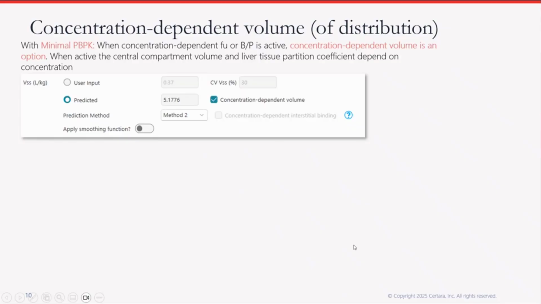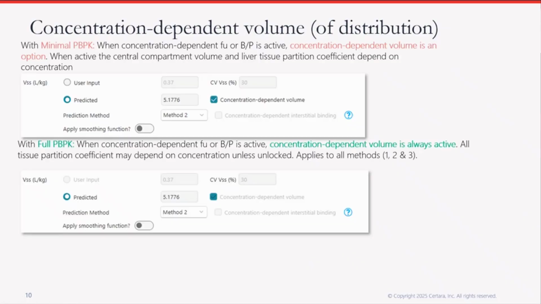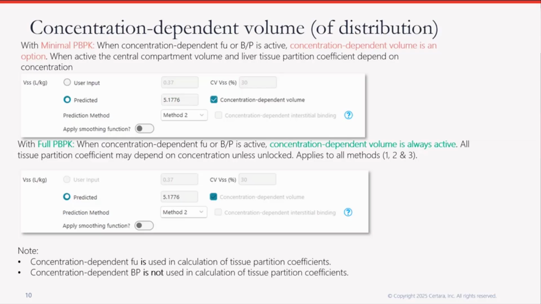So also mentioned about this concentration dependent volume, and that's an option for the minimal PPK model. But with the full PPK model, the concentration dependence volume is always on, and that's because the FU is used in the calculation of the tissue partition coefficients.